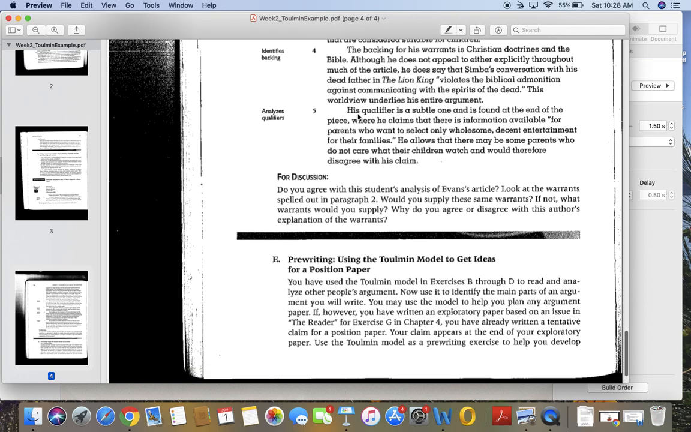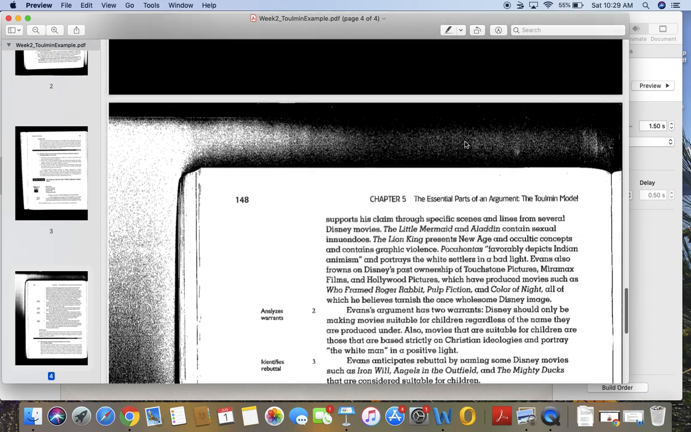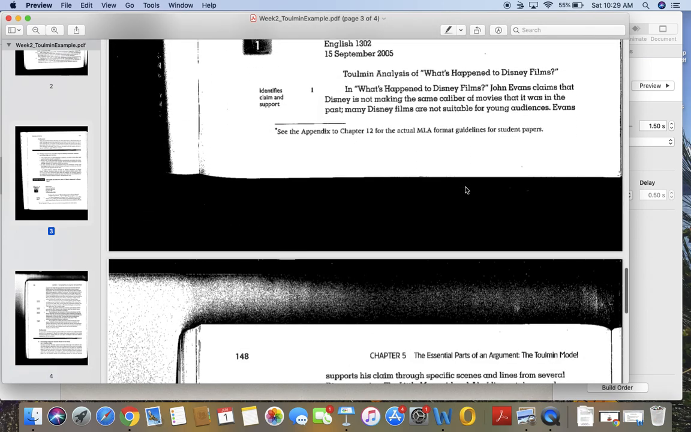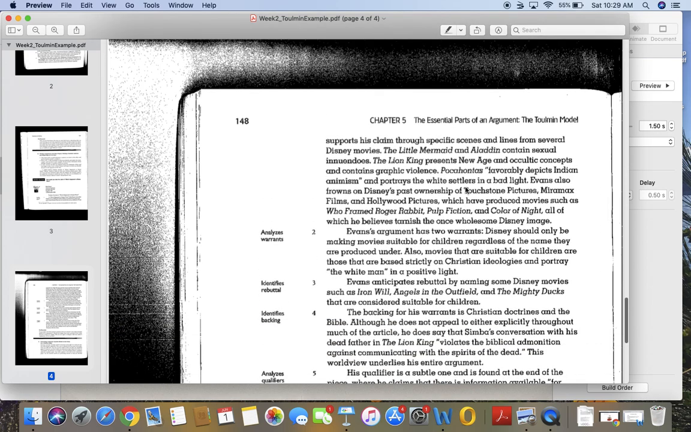And then the student talks about the qualifier, and he does a really good job identifying that. The qualifier is basically saying for those parents who want to select only wholesome, decent entertainment for their families. So not all parents are going to agree with his claim. Not all parents are going to have the same worldview. So this article is essentially what you are going to be doing, okay? So make sure you read this over a couple times.